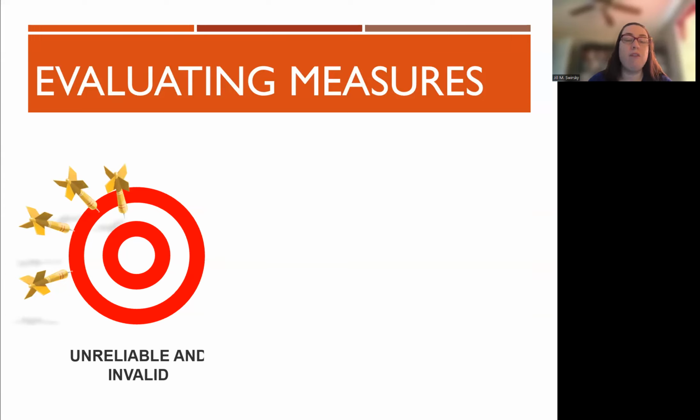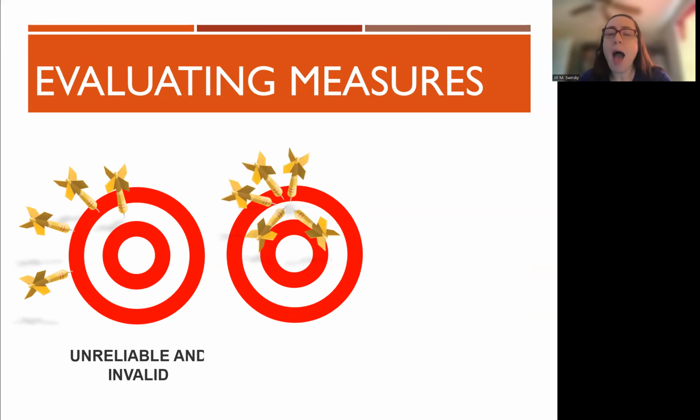This is an example of low reliability and low validity. Unreliable, invalid. It's not reliable because those darts are all over the place. It's invalid because we are not measuring what we are supposed to be measuring. We're not actually hitting the target. How about this example? How would you rate the reliability and the validity? High or low?